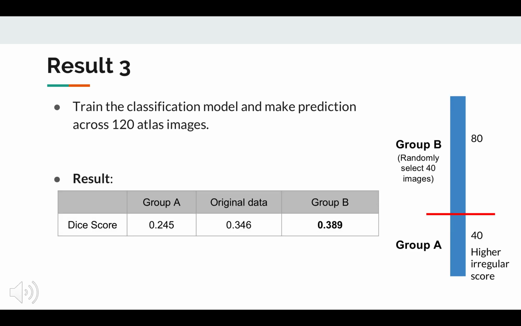For the third experiment, we train the classification model and make predictions across 120 atlas images. We filter out the 40 images with higher irregular shape scores as group A and randomly select 40 images among the rest of the images as group B. As we can see from the result, the Dice score of group B is much higher than group A and also outperforms the Dice score of the original data.